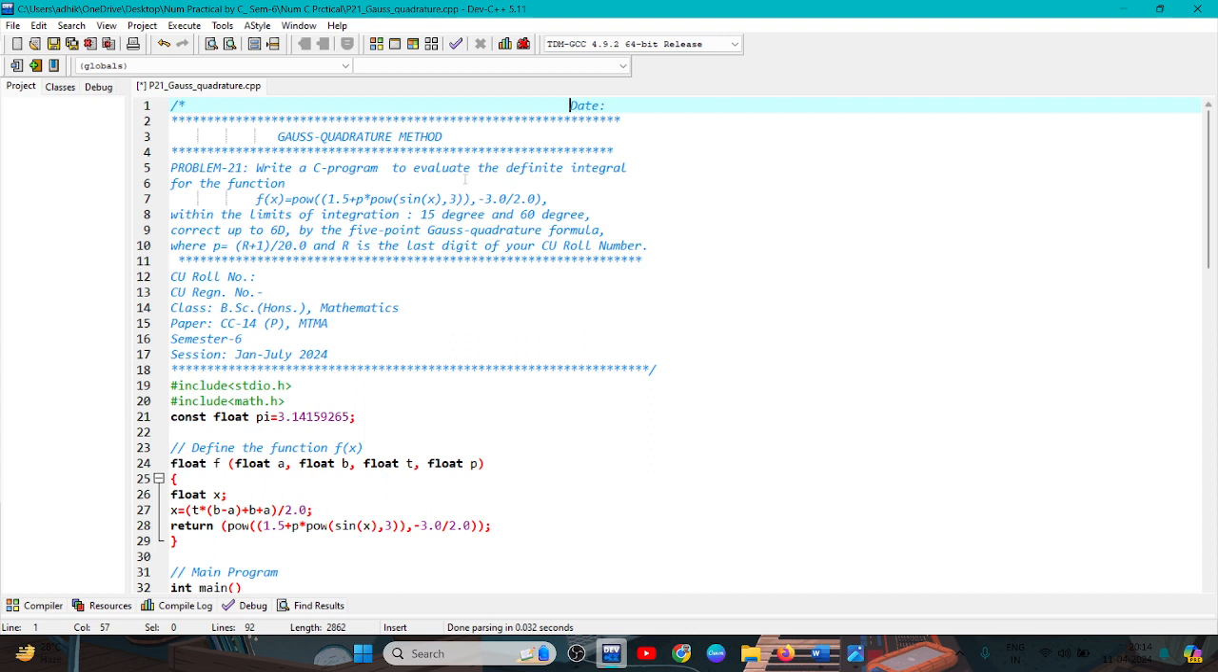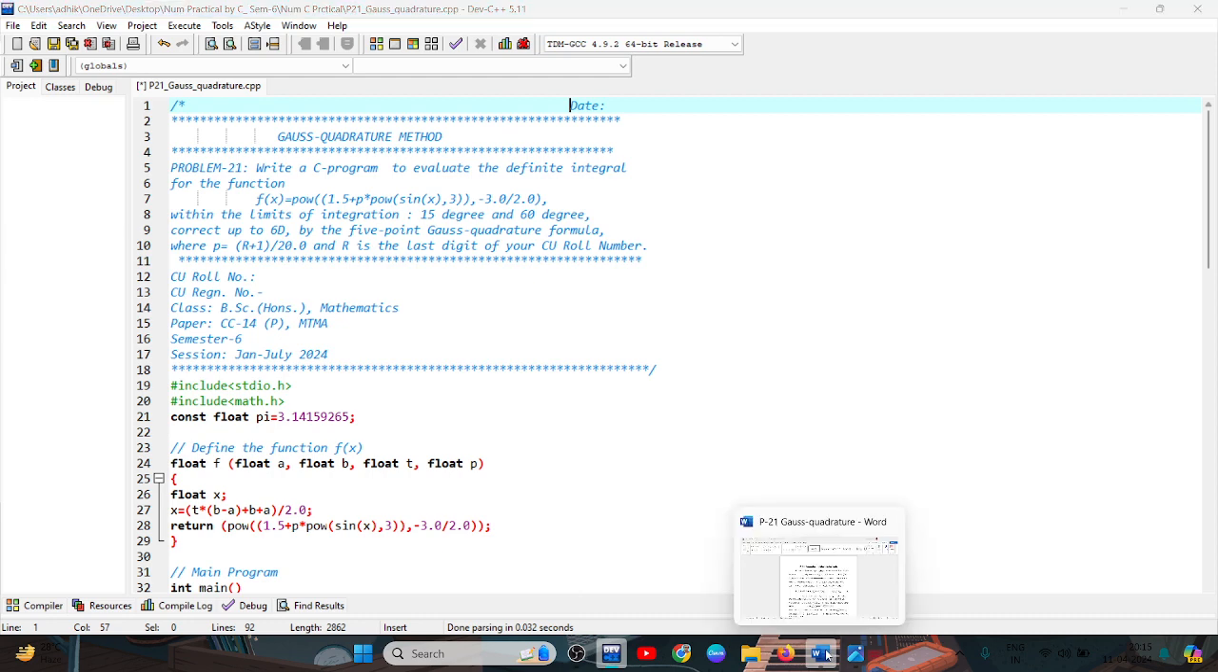Write a C program to evaluate the definite integral for the function f(x) = (1.5 + p sin³x)^(-3/2) within the limits of integration 15 degrees and 60 degrees, correct up to 6 decimal places by the 5-point Gauss quadrature formula, where p = (r + 1)/20 and r is the last digit of your C roll number.